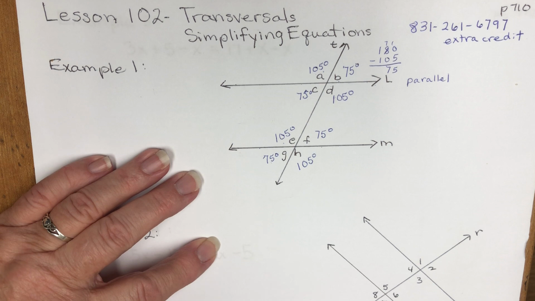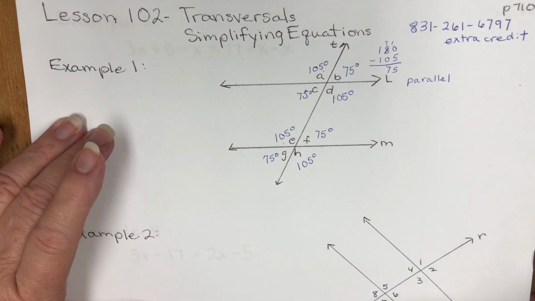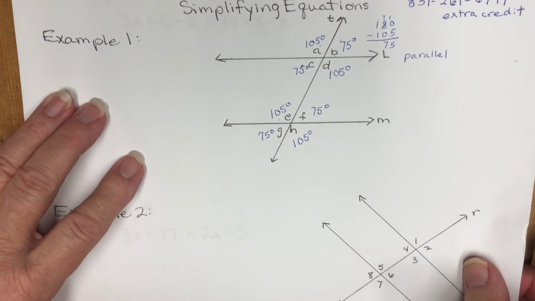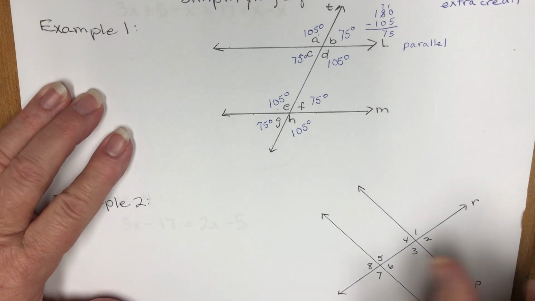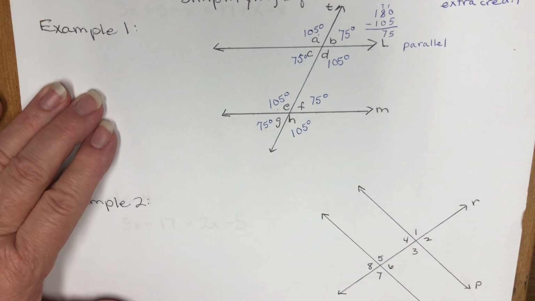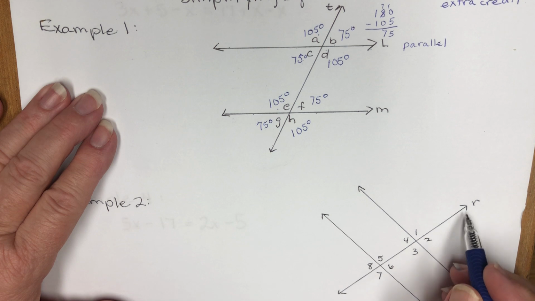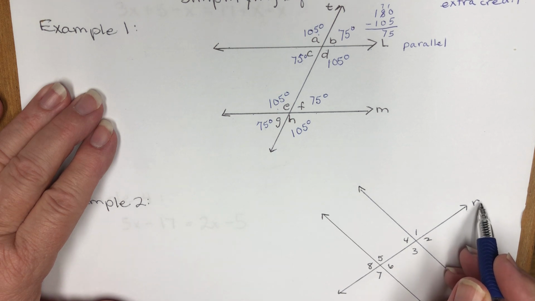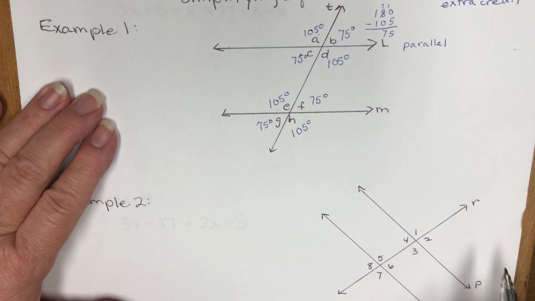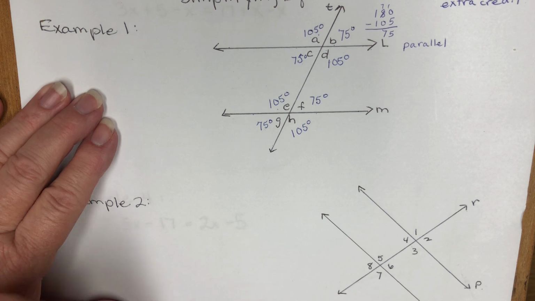All right, let's look at example 2. Let me reposition my paper. In example 2, transversal R, so here's a transversal, this time they labeled it R, intersects parallel lines P and Q. They want you to name 4 pairs of corresponding angles for A.